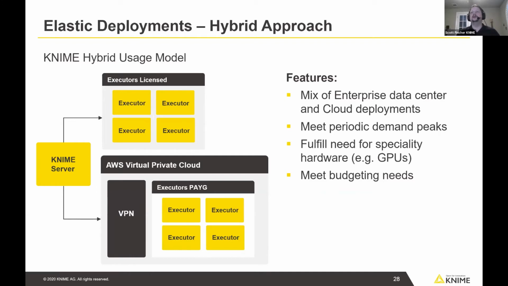Or maybe you have a need very occasionally for some specialty hardware. You want to make sure that you have some machines with GPUs available that you don't normally need. So what you could do is have a mix of these, your on-prem executors, along with scaling into the cloud for just additional resources or specialized resources. You can now do that together and have it be governed by KNIME Server. And so, just as a way to meet your budgeting needs, right? You need these resources very occasionally, only pay for them when you spin them up. When they're not needed anymore, they're shut down and you're not paying for that extra stuff all the time.